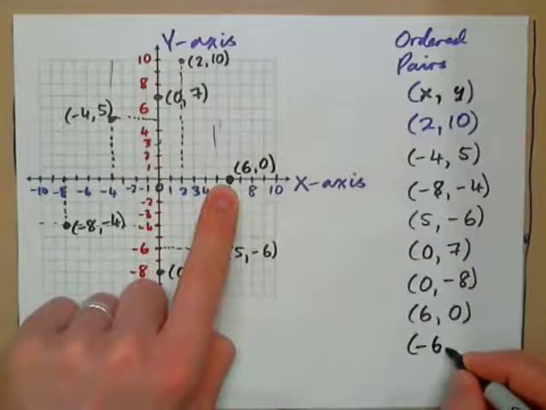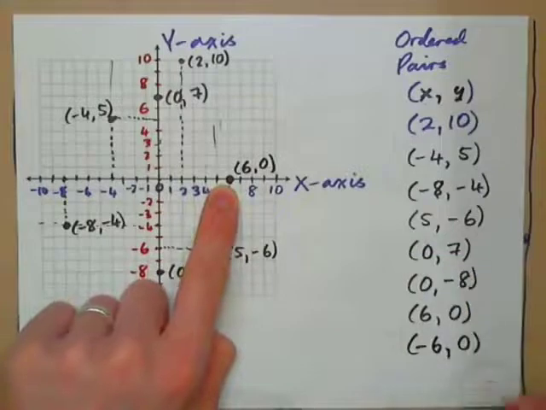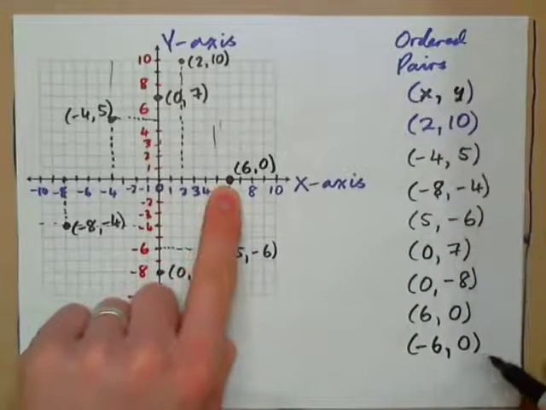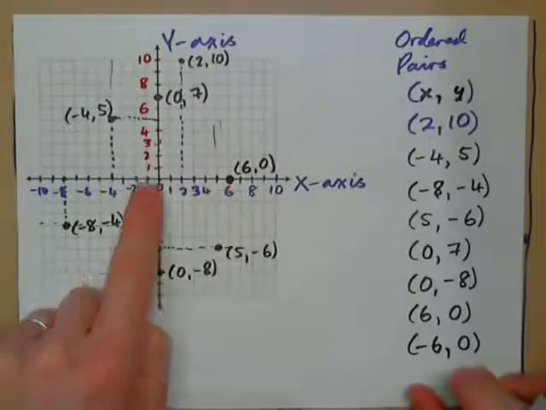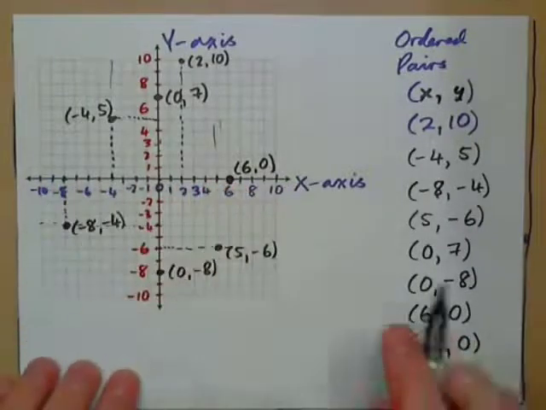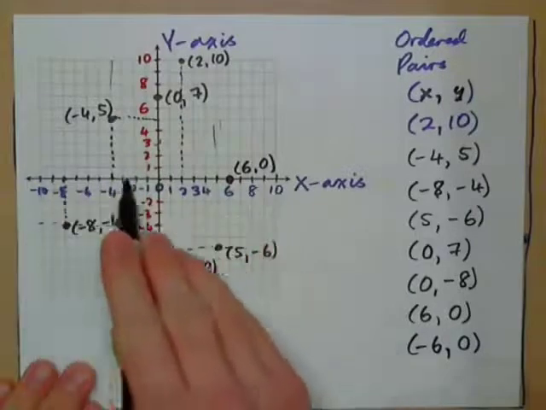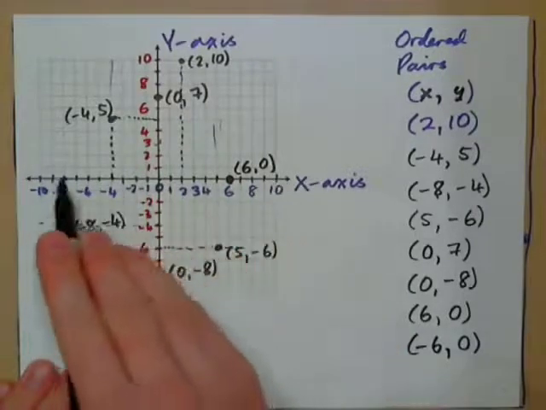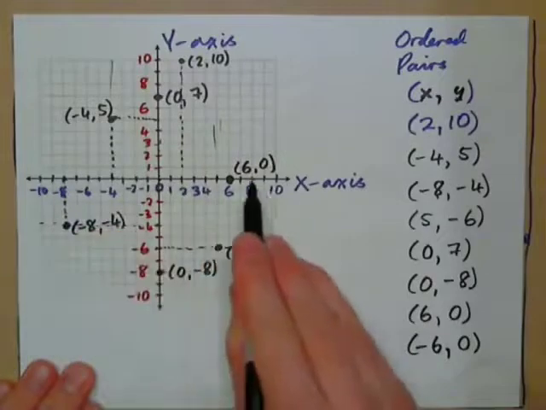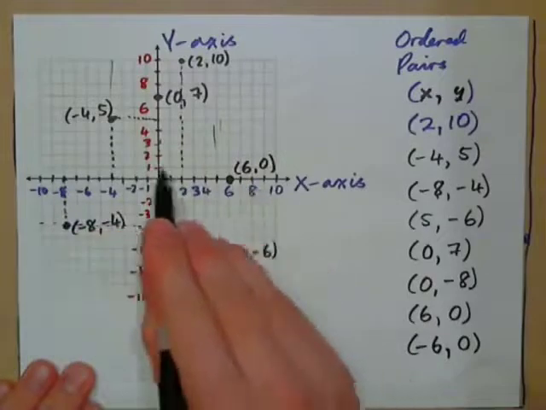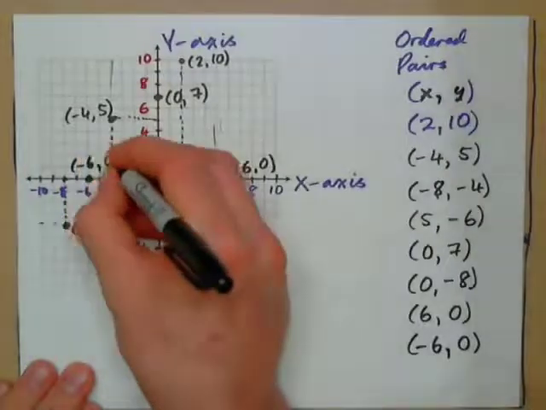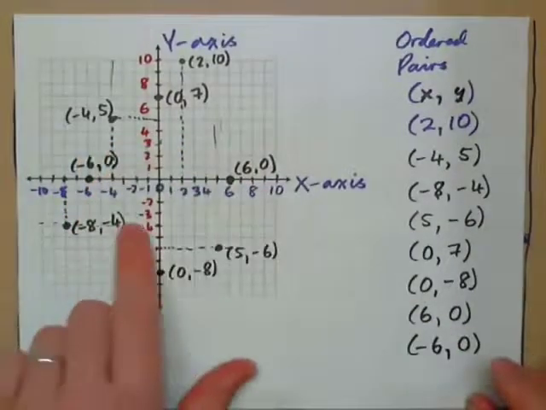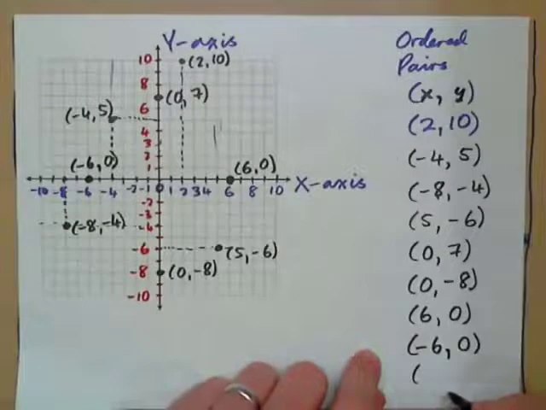Now find negative 6, 0. X is negative 6, y is 0. So find where x is negative 6 and find where y is 0. Press pause if you need to. And it's right here. X is negative 6, y is 0. These are the ones that people get confused on, the ones on the axis for some reason.